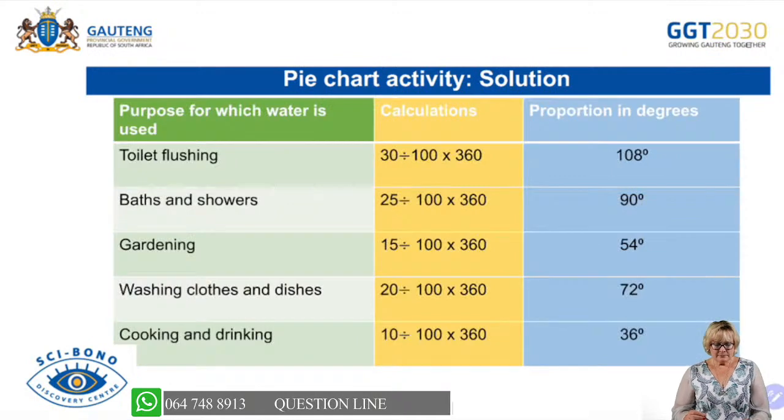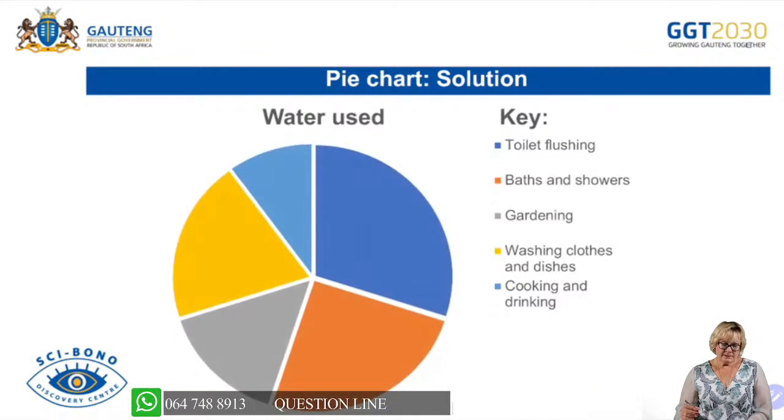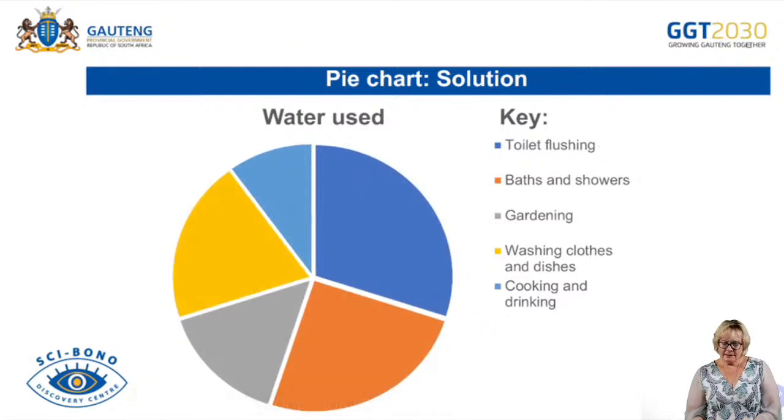All right, let us look. There's all the calculations done. Remember, you multiply by 360 for the degrees, and then when you are done, please add this up and see whether you get 360 degrees. Right, that's important. There's the answer. Can you see here we are also using a key. It's much easier. And in this case, it was also color-coded.